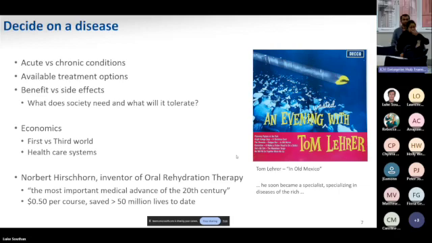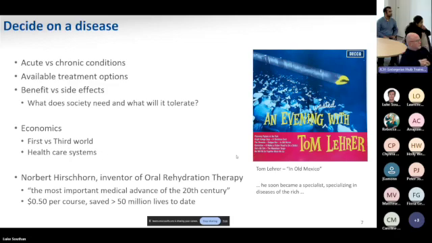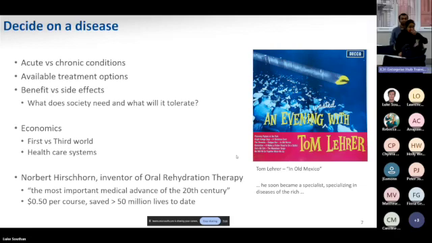But just to go back round, one of the most important drugs in the last century is just oral rehydration therapy. It's a drug in that it has a physiological effect on the body. If you've got diarrhea, that is the best thing by far. 50 million lives, 50 cents a course. It's a very effective drug.